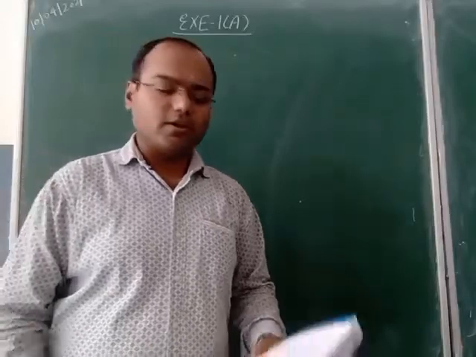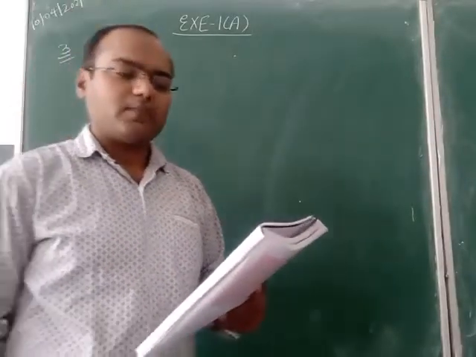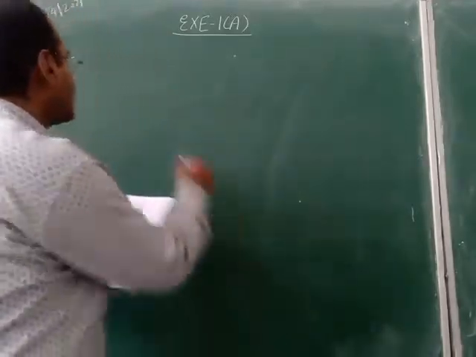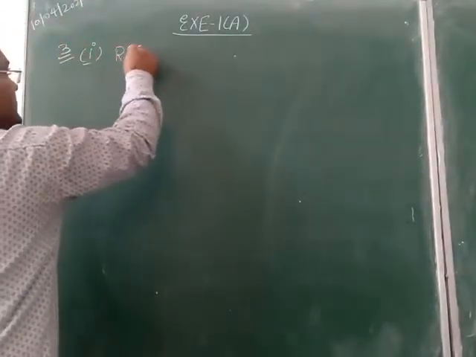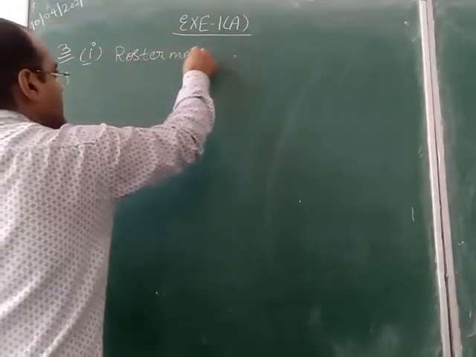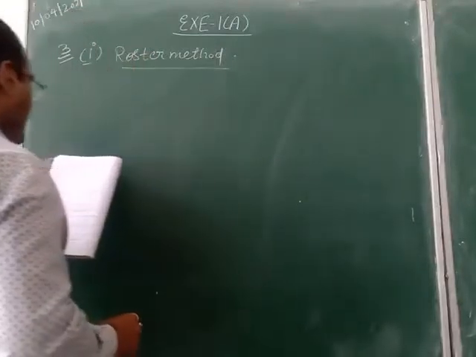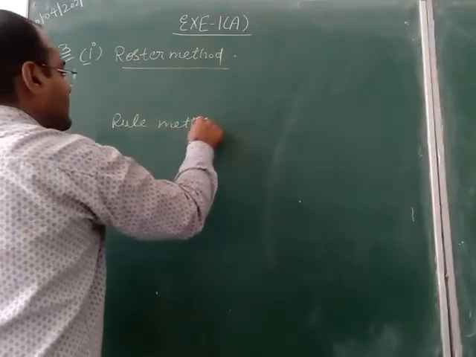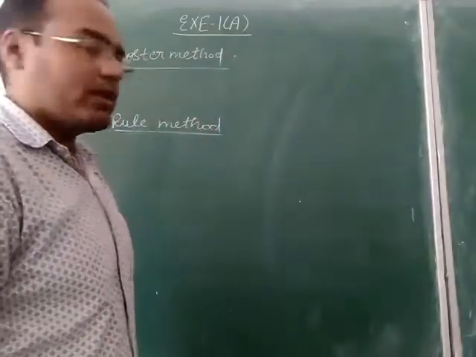Now all of you see question number third. Write the following set in the roster method as well as in the rule method. So you have to write both methods. Part number first. First of all we will put the heading. Two methods we have to write. First method is the roster method. Another name of the roster method is the tabular method. And the second method is the rule method. Another name of the rule method is the set builder method. So we have to write in both methods.